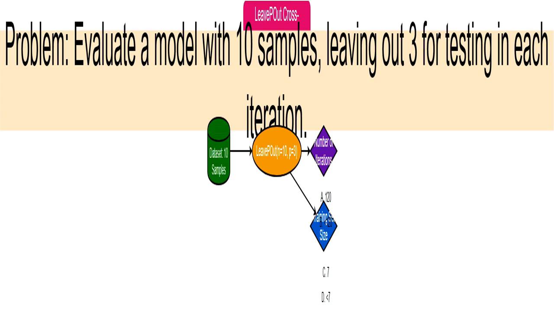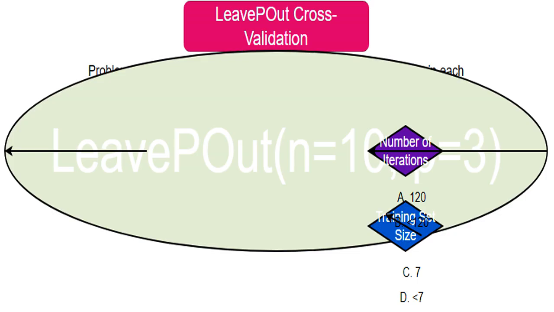In each round of evaluation, I'll leave out exactly 3 samples as a testing set. The goal is to figure out the total number of evaluation rounds and the number of samples in the training set for each round. I need to calculate the total number of times my model will be trained and tested in this LeavePOut scheme.